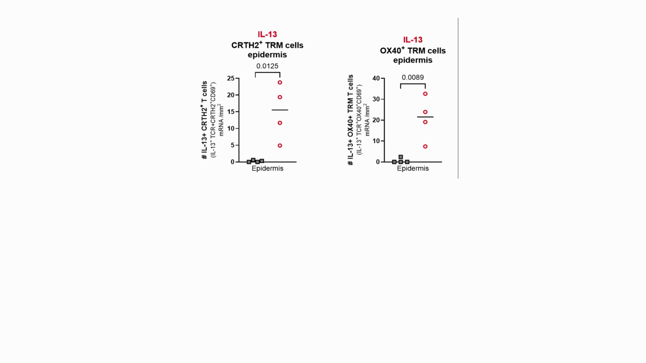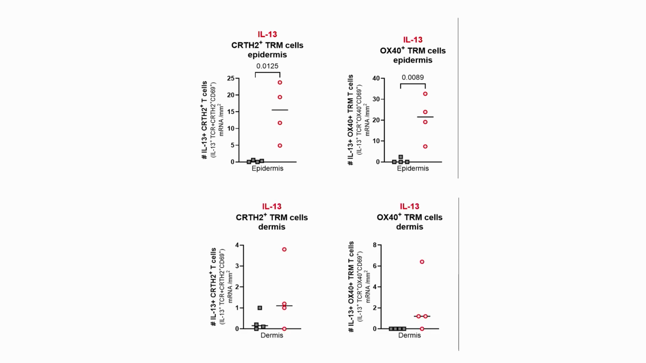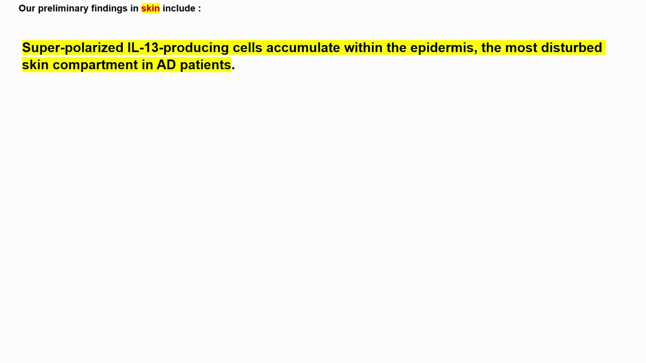And in the epidermis as well, what we're seeing is that this is really where we see these CRTH2 and OX40 positive cells. They're much more significant in the epidermis. Even though this is a small group of patients that needs to be replicated, we're seeing that this is where, again, these pathogenic markers are acting. So in summary, what we see is these superpolarized IL-13 producing cells are accumulating within the epidermis. And this is, of course, the most disturbed skin compartment, so we're really interested in digging into that compartment and understanding more specifically what's happening within that tissue microenvironment.